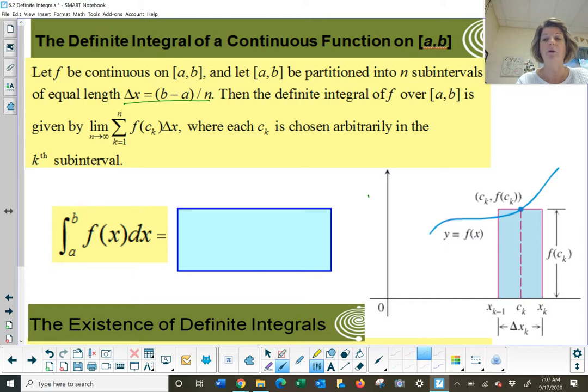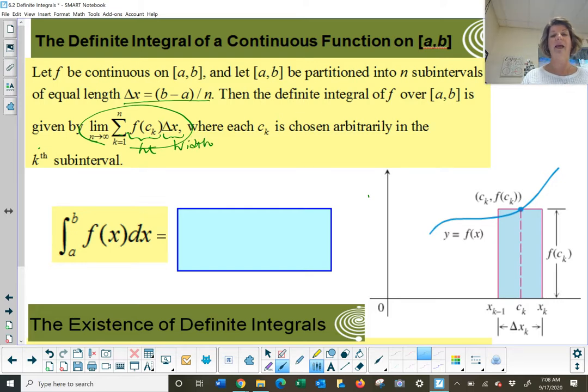Then the definite integral of f over a to b is given by the limit as n goes to infinity of the sum from k equals 1 to n of f of c sub k times delta x, where each c sub k is arbitrarily chosen in the kth subinterval. Because we know we're summing up an infinite number of intervals, we remember that this is really calculating the height of a rectangle, and this, of course, is a width.